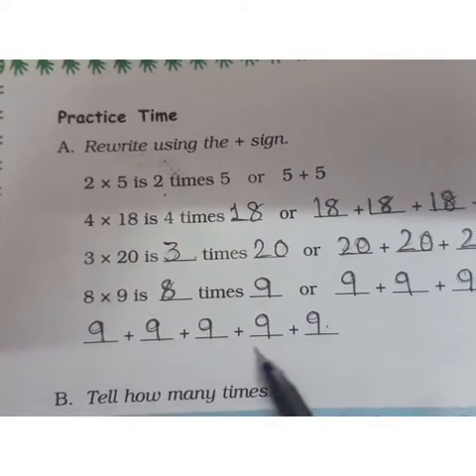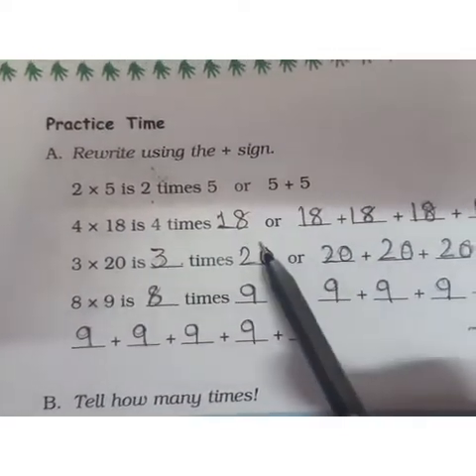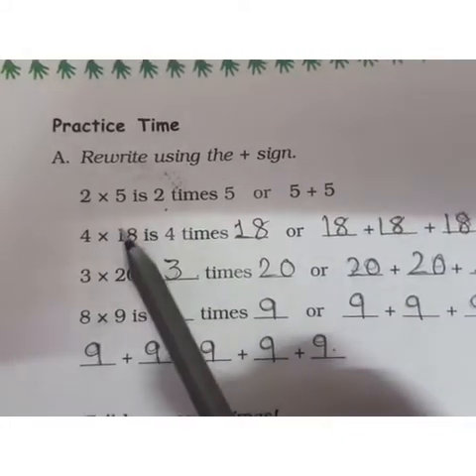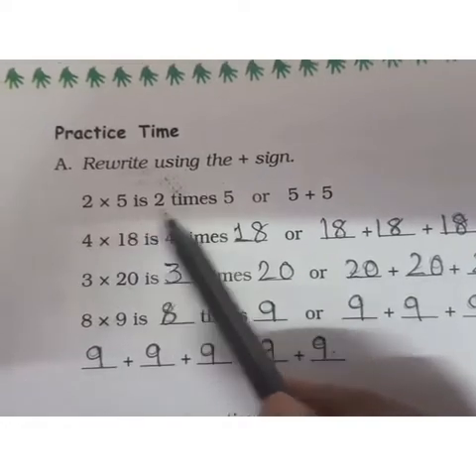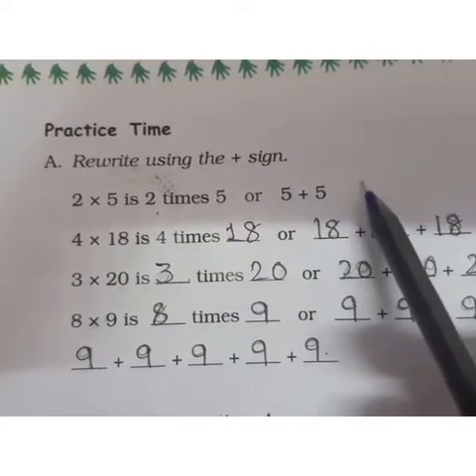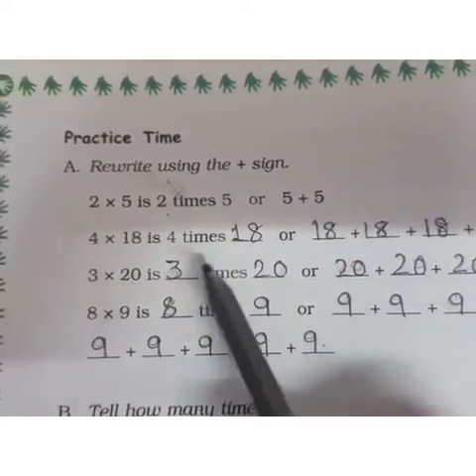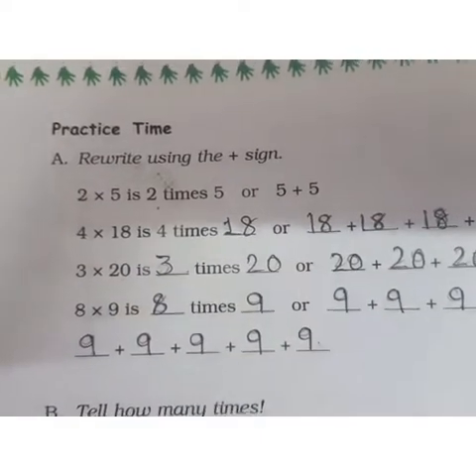That means you have to show the repeated addition also, and also in the multiplication form. As one example is given, 2 multiplied by 5 is 2 times 5, or 5 plus 5. Now same way we have to show the other sums.